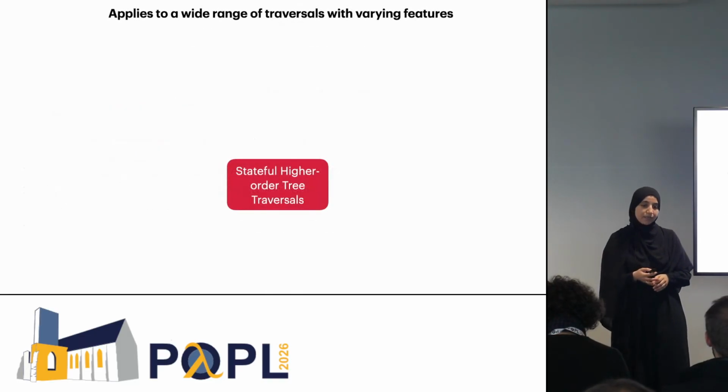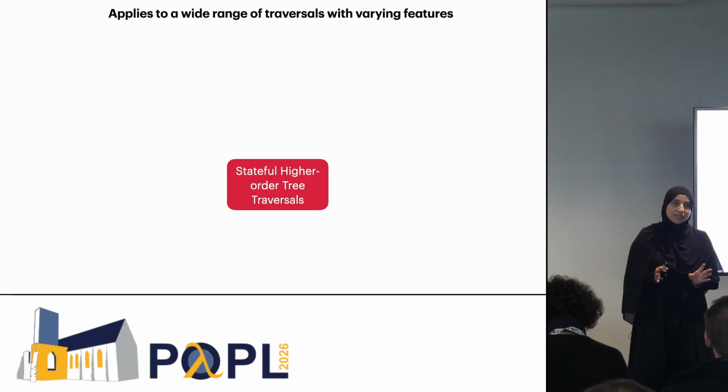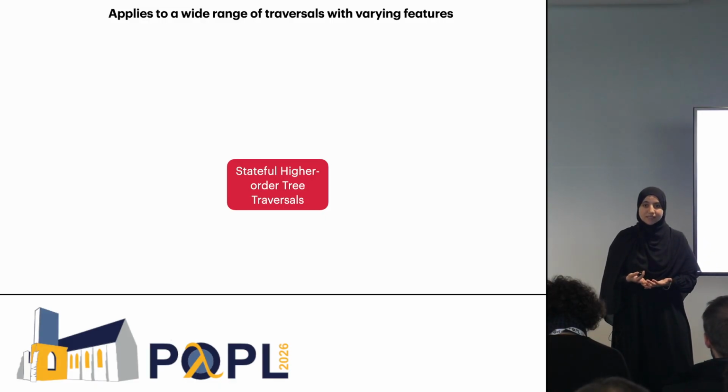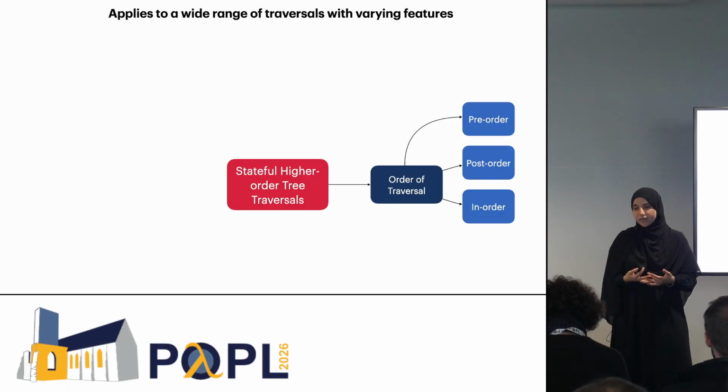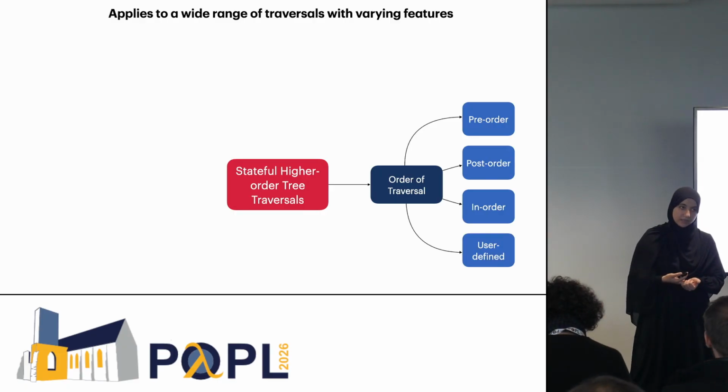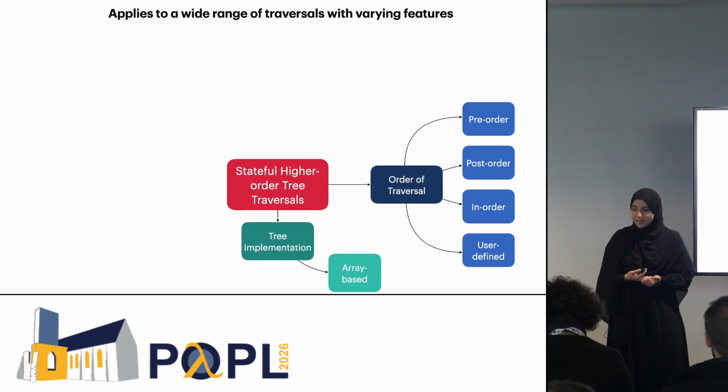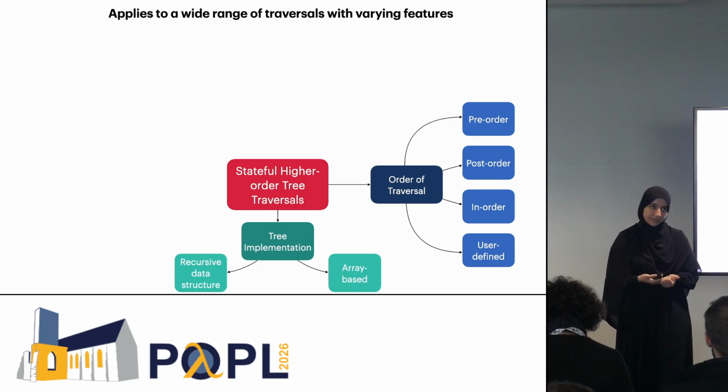So in principle, tree traversals in computer systems are actually quite straightforward. They traverse the tree in a depth-first order, applying an operation on a subset of nodes along the traversal. But in practice, there's tons of different ways in which the traversal can be implemented. The order of the traversal can be a pre-order, a post-order, an in-order traversal, or even it could be specified by the client of the traversal. The tree itself can be implemented using arrays or using recursive data structures and pointers.